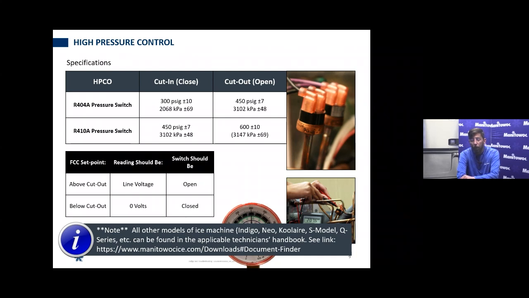Keep in mind on this, if you were looking for the Indigo, the Neo, the Cool Air, the S series, the Q, the J, any machine that we've made, you can utilize our website. Go to manitowocice.com, click on the Downloads tab, and then click on Document Finder. You'll have a drop-down menu for service manual. I do want to stress, however, if you put the full model, let's say it was an S model, SY0504A-161, it's not going to give you anything. If you put S space model, you'll tend to find it. One of the recommendations I usually give is just put service manual in the document type and then click go. Don't put anything in that keyword search. It'll give you every technician's handbook we've printed, and you can download them for free.